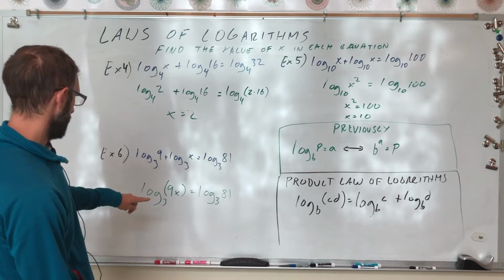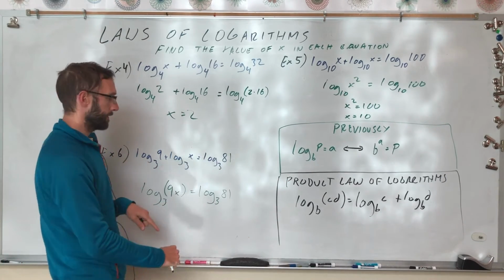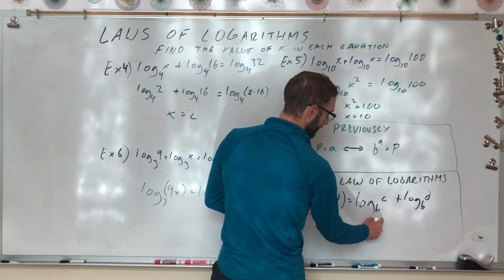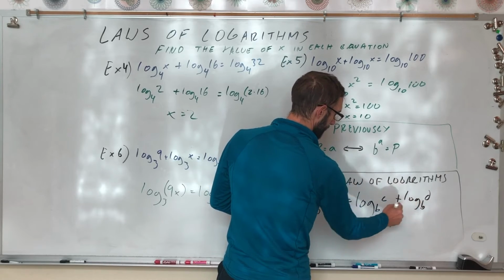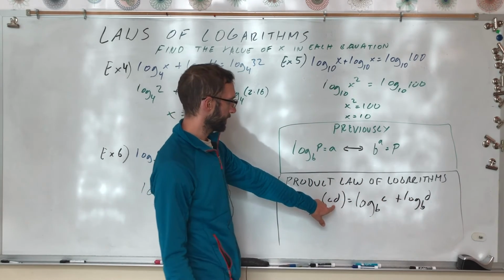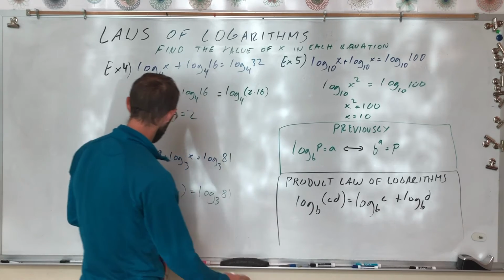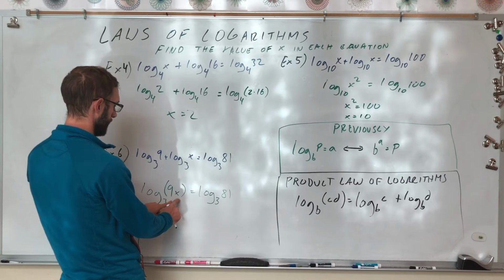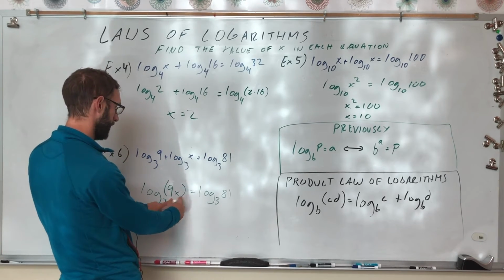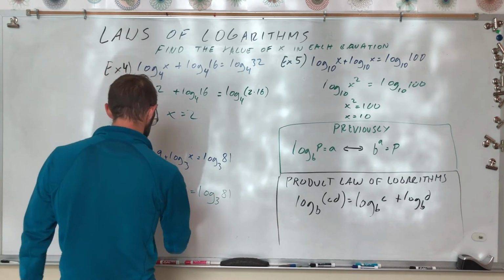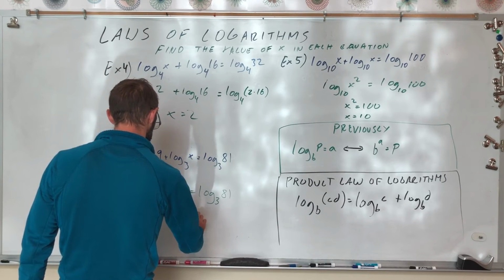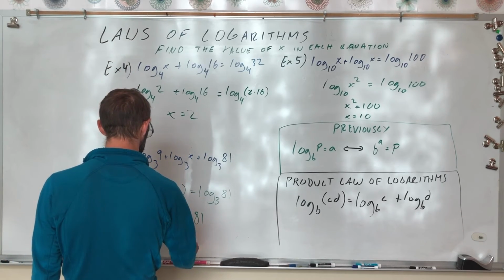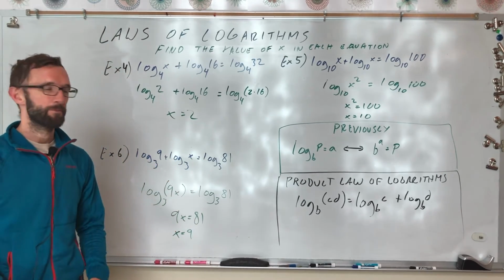Because based on the product of logarithms of the same base, you're adding them together, you take the product of C and D, which are called the arguments. This would be your C, that's your D, so they're going to equal C times D in here. So now look at this. Now we have 9x equals 81. If I know my multiplication, 9 times 9 is 81, so x equals 9. That's pretty nifty.